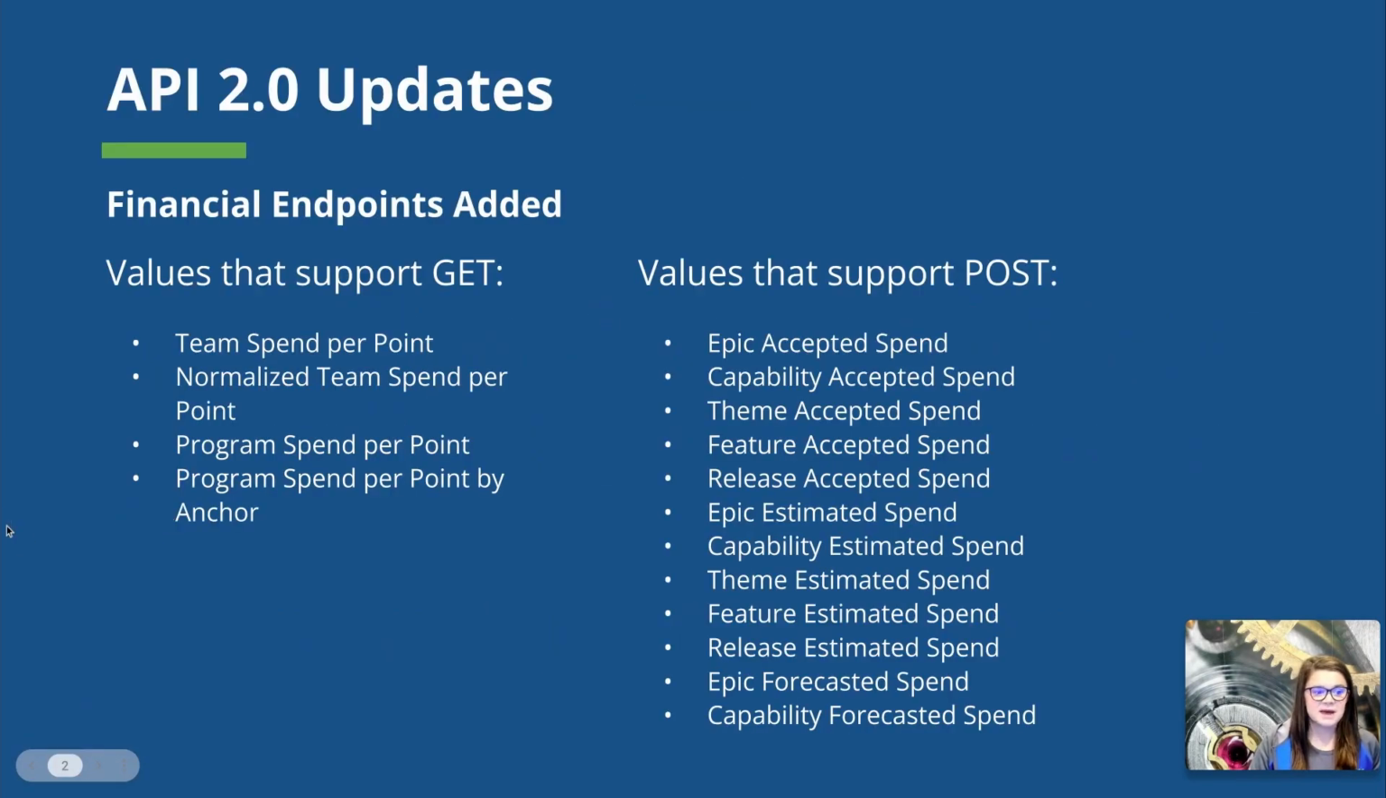We continue to see some updates to the API 2.0 in this release, this time in the world of the financial values. So the API now has a financials section in it, and it has opened up several of the fields that you see on my screen here. As you can see on the slide, only some of the operations were opened up for these fields with this release, but this is still a really great update for anyone who's been trying to extract some of that financial data from Jira Align.